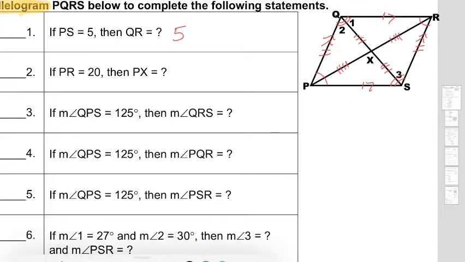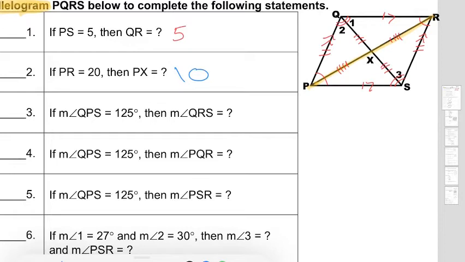Next question says PR is 20. Okay, so let's think about that. If they're telling you that PR, so from P all the way to R, is 20, and we know that's being bisected, that means that each piece is 10 and 10. Then find PX. Oh, did that already. Sweet. Next question. And once again, erase that because I don't need that no more. Each question is a new question.